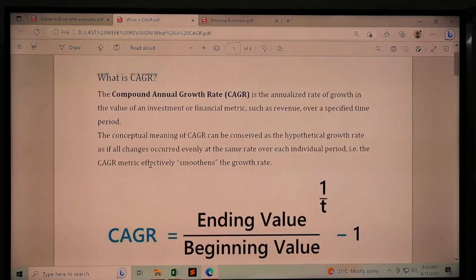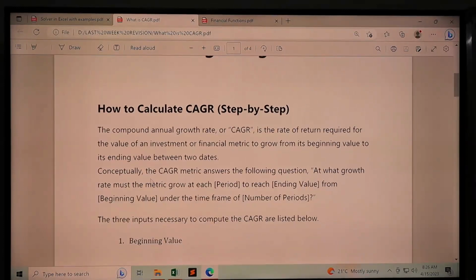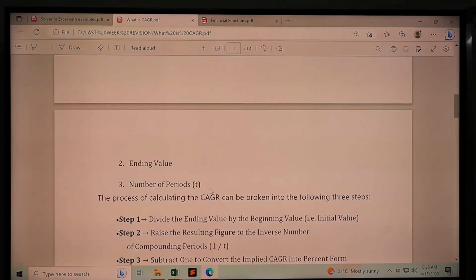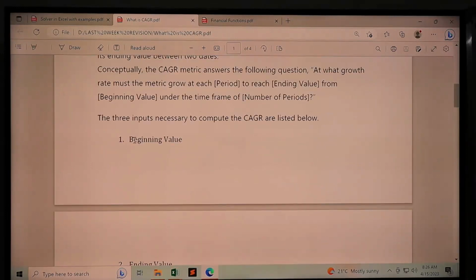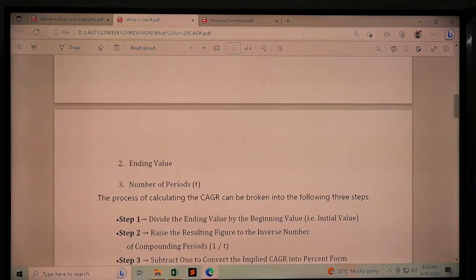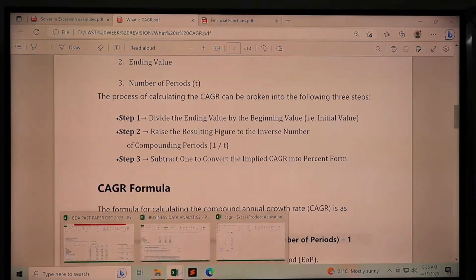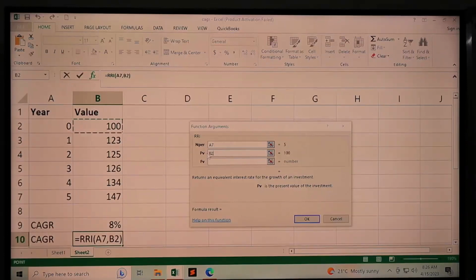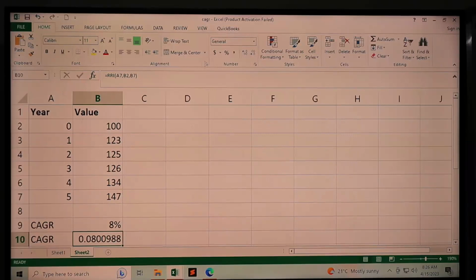You have to provide those parameters. The first parameter is the number of periods. You have to present the beginning balance and the ending balance. So in that function, you set the number of years, the total number of periods, that is 5, the present value, that is the beginning balance, and the end balance. Then finally you click OK, and then set this value into percentage, and it will give you the same percent.